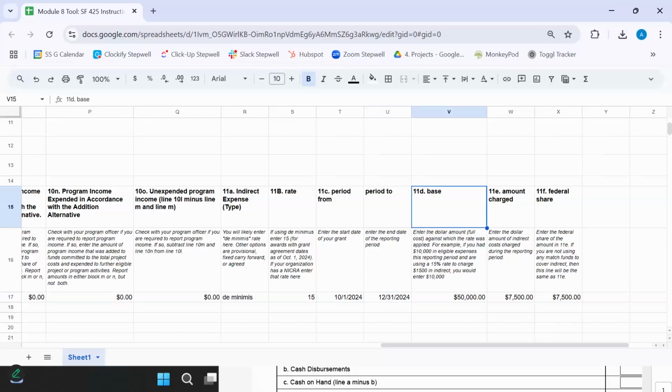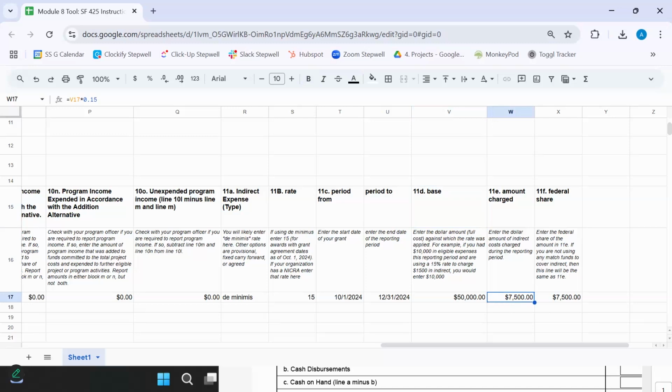For our example, Very Good Farms, all of the $50,000 of the money expended during this period is allowable for indirect as the base rate. So our base in 11D is $50,000. Our amount charged in 11E is $50,000 times the rate of 15%, which equals $7,500.